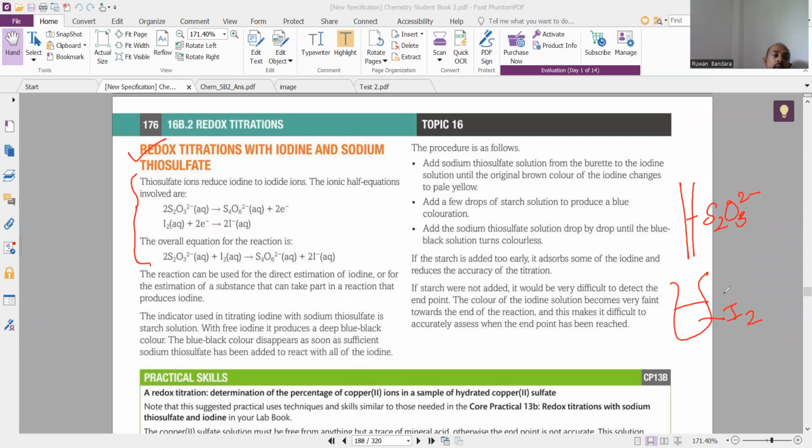In order to determine the endpoint accurately, starch should be added when the solution becomes pale yellow. That's it.